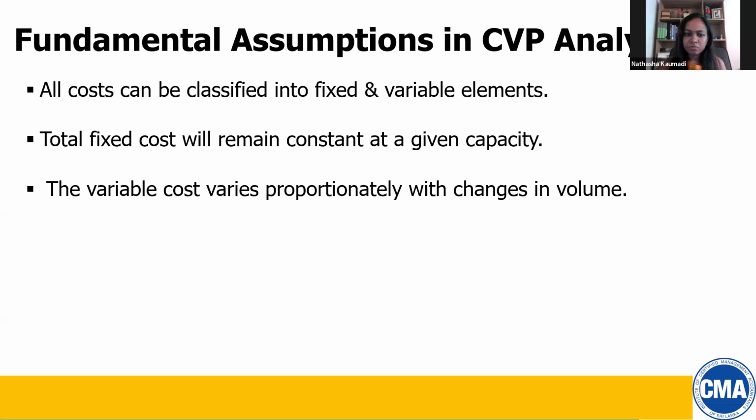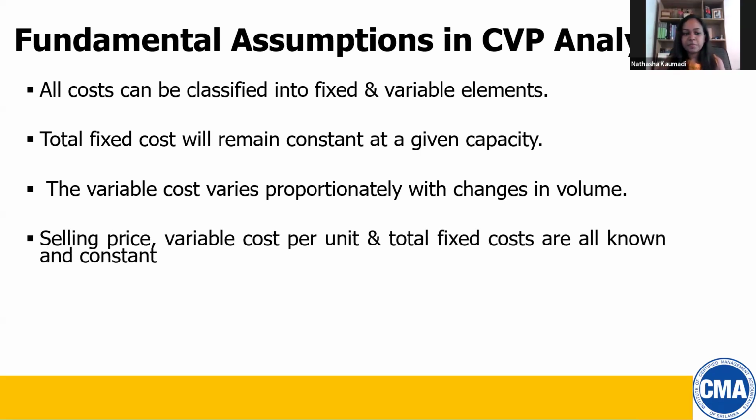The third one: the variable cost varies proportionately with changes in volume. Isn't that true? That is also true because when the volume increases, variable cost increases. When the volume decreases, variable cost decreases. So we assume variable cost varies proportionately with the volume. That is the third assumption we make.